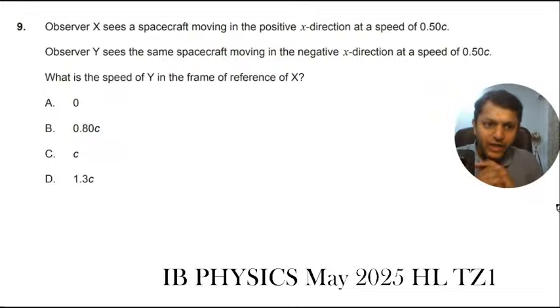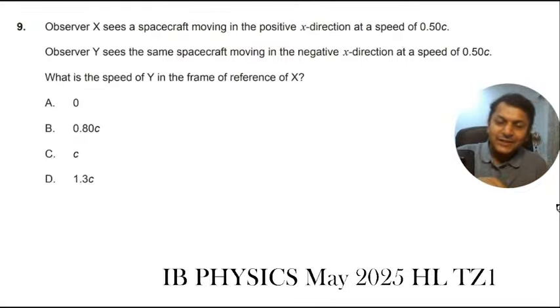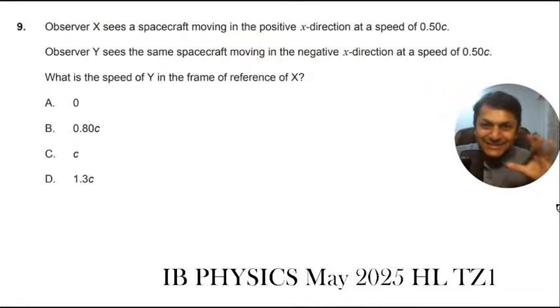Okay, a very tricky question coming our way. Observer X sees a spacecraft moving in the positive direction with the speed of 0.5 c. Observer Y sees the same spacecraft moving in the negative X direction at the speed of 0.5 c. What is the speed of Y with respect to X? My God, it's a very tricky question, I would say. But let's see how to comprehend this question.